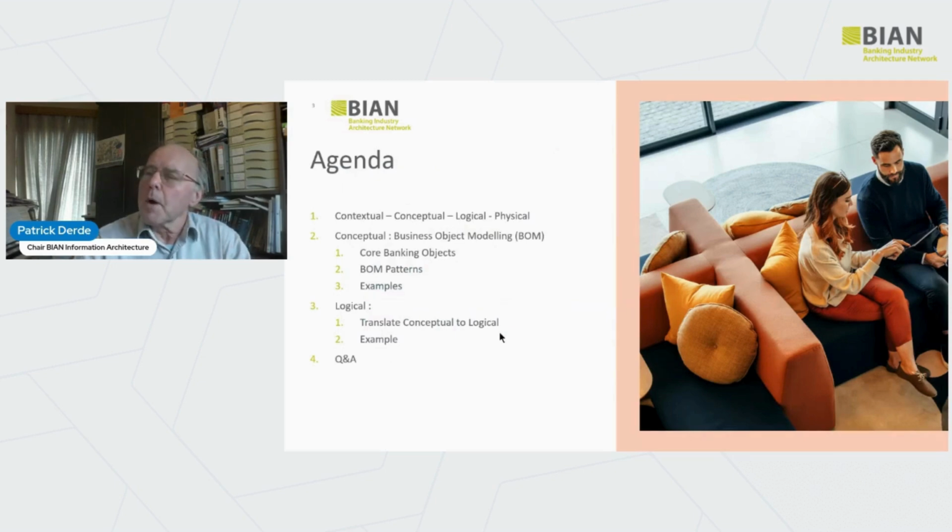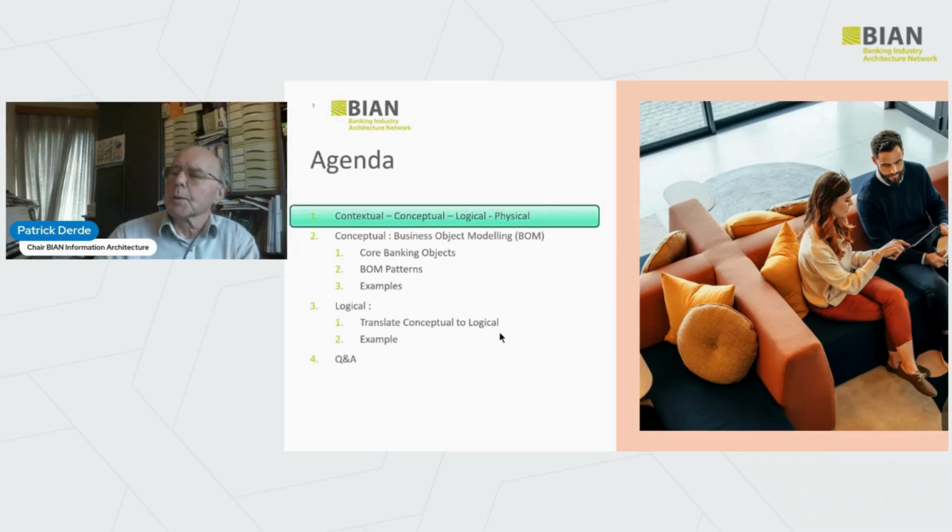I'm going to talk about some theoretical things: contextual, conceptual, logical, physical. What is it according to ISO? But also how are we in BIAN, the Banking Industry Architecture Network, using it in doing our information architecture modeling work? I will show this for the conceptual part. And then I will give some guidance, or thoughts actually, on how to transform your conceptual models into logical models.